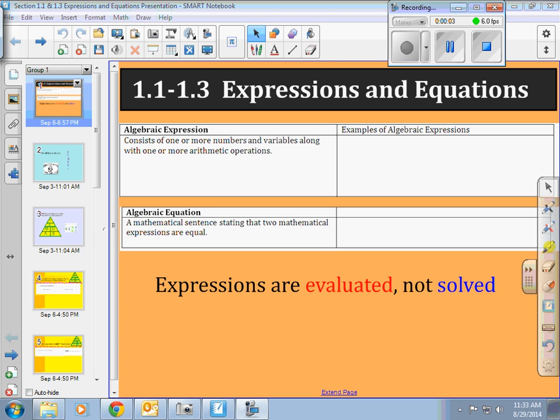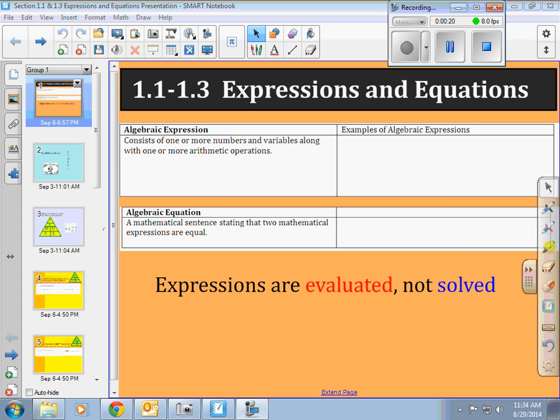Hi, this is Ms. Meyer, and today we're going to cover sections 1.1 and 1.3, which have to do with expressions and equations. And our learning targets for this section are that you should be able to write and evaluate expressions and equations. So in order to do that, we should look at what the definition is.